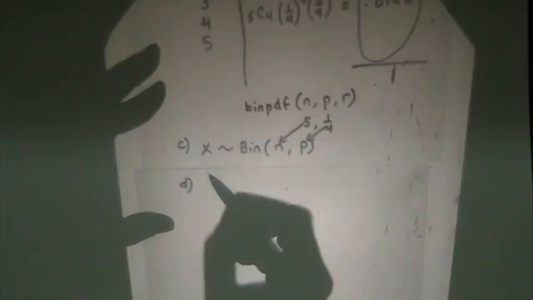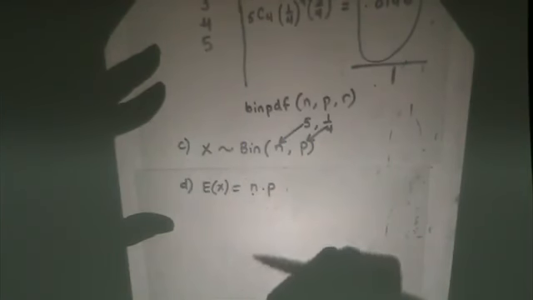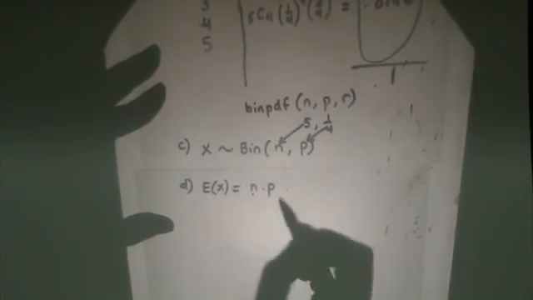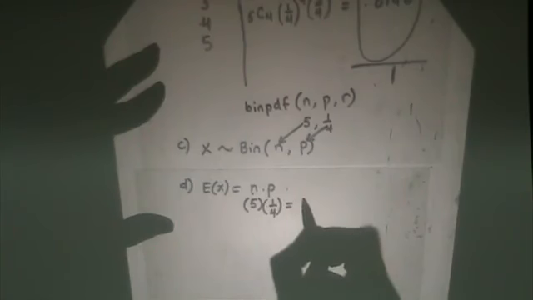Part D. What is the expected number of health workers who will develop this disease? All I'm going to do is say E of x equals n times p. I'm not going to do sigma xi p of xi, because all that would just yield n times p in the end, right? So just go n times p. I have 5 workers. The probability of developing the disease is 1/4. So when I clean this up, I get 5/4, which is 1.25.